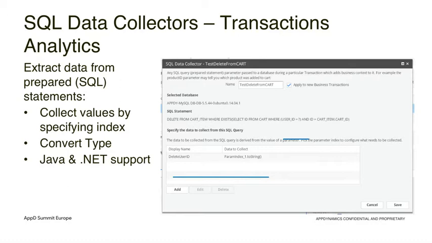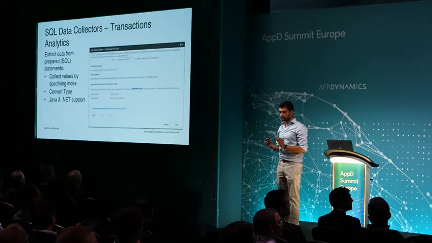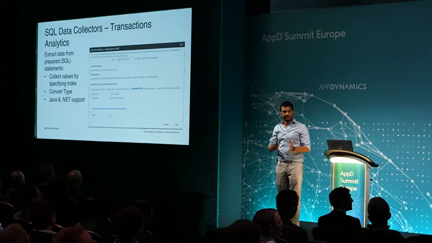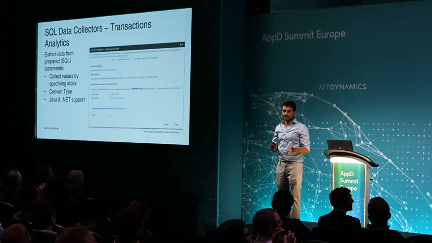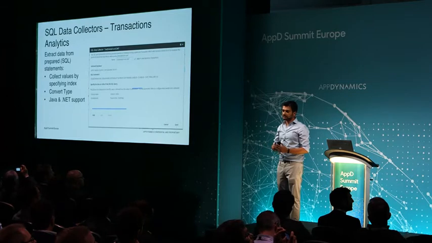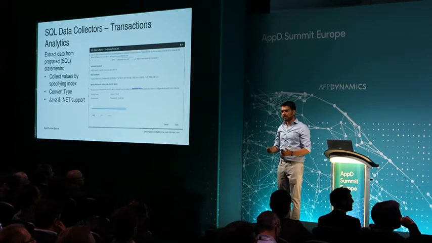Before this, one of the most popular ways to extract business data from your application, and I'll show you a demo of this, is by instrumenting, by using class method data collectors. What that lets you do is specify a class name and a method name, and then we can start collecting parameter values or return values. But you still need to know the class name and the method name.